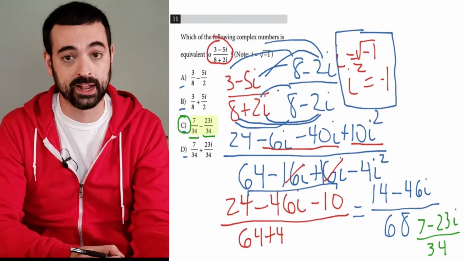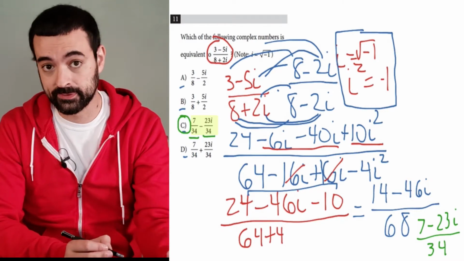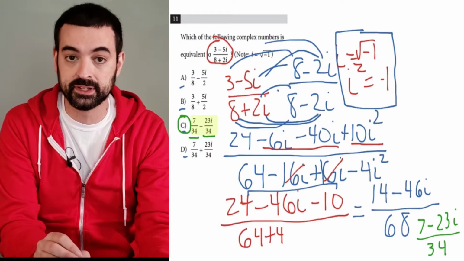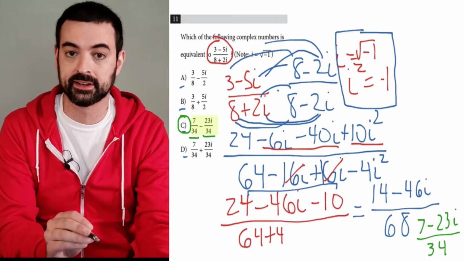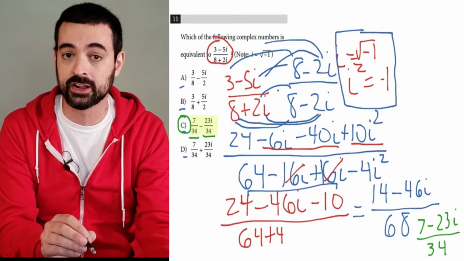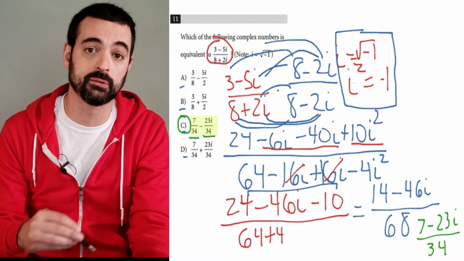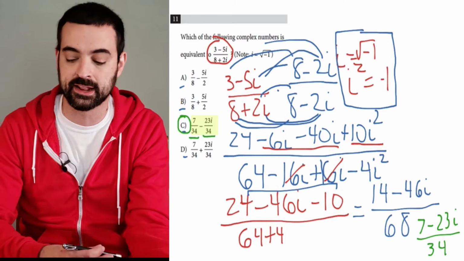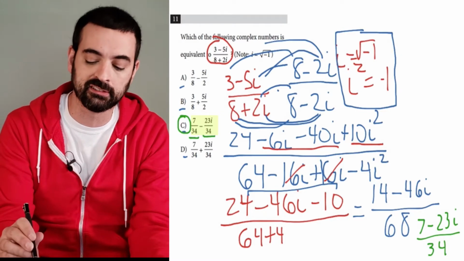And that's why C is the right answer. So let's review these steps. You're just multiplying by the conjugate of the denominator. It will always be the denominator that you're working with the conjugate of, because we shouldn't have i's, we shouldn't have imaginary numbers in our denominators. Let's do one more of these.